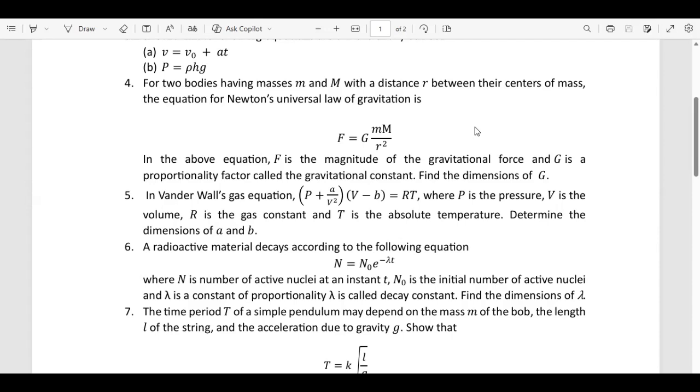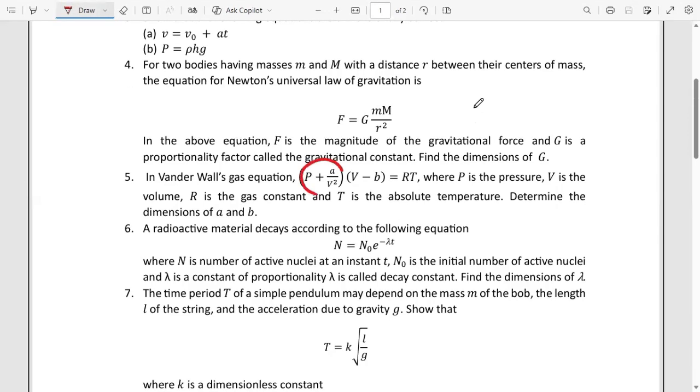What does that mean? If you look at question 5, we have this bracket on the left-hand side, which contains P plus A over V squared. And we also have this bracket, which is V minus B. The principle of dimensional homogeneity says only terms with the same dimensions can be added to or subtracted from each other, which means if we're adding P to A over V squared, then P and A over V squared must have the same dimensions.